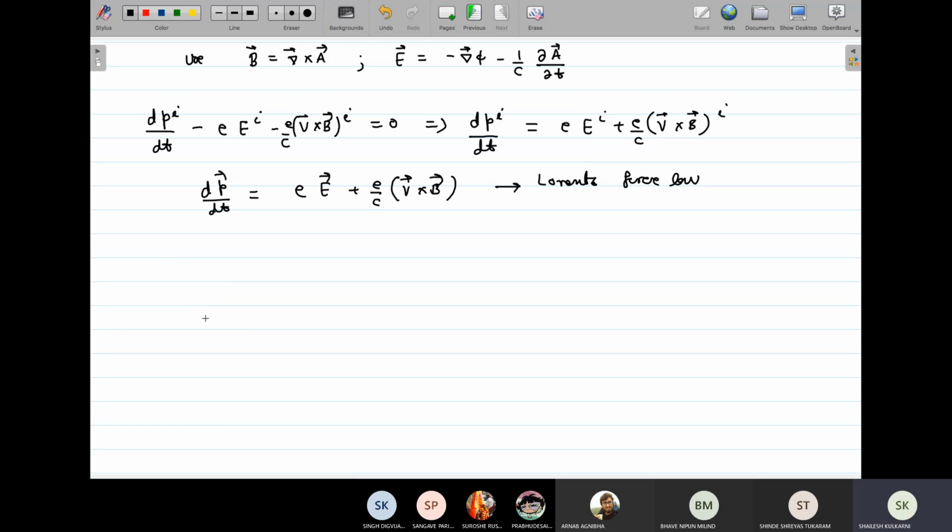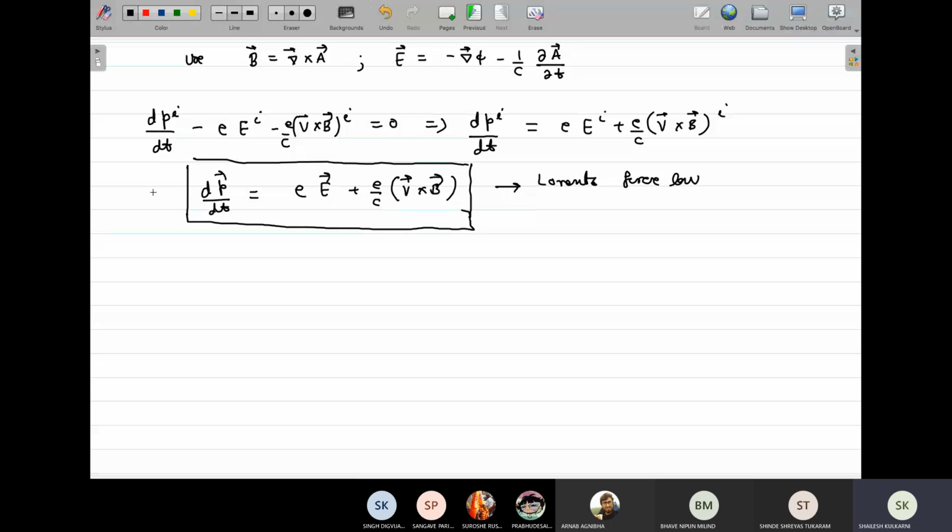Okay, so this is our Lorentz force law. So we recovered the Lorentz force law starting from the action of a relativistic particle in an electromagnetic field. Any doubt so far? Any confusion or any question? I hope there is no question. Okay, so I will proceed.